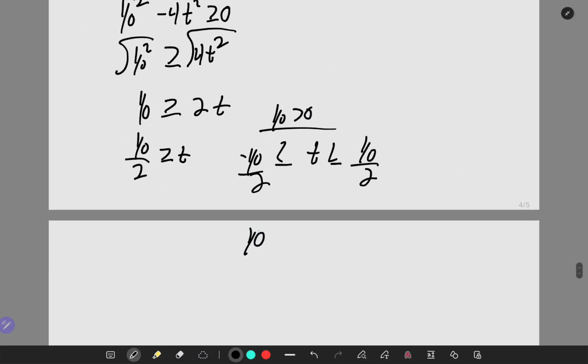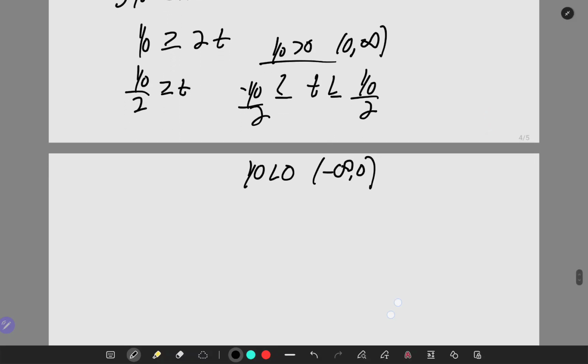Now when y naught is less than 0, so this was 0 to infinity, this would be less than 0, so negative infinity to 0, right? So then we're going to be left with, for this one, all we're going to do is just flip it.